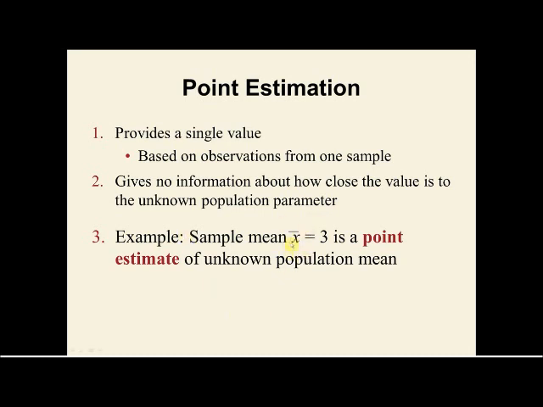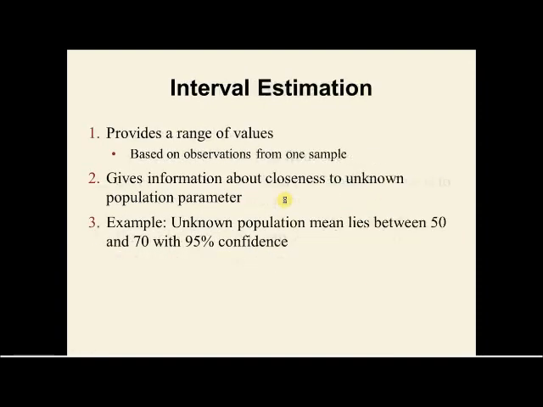So say our sample mean is 3, we call it a point estimate because it's just a single value, it's just a single point. And while it certainly says that our population mean might be about 3, we don't know how close it is to really 3. How sure are we that it is near 3 or actually is 3?